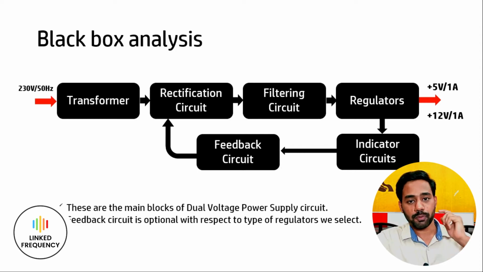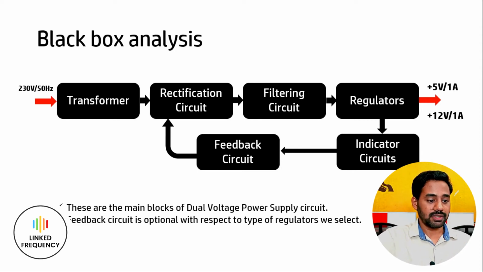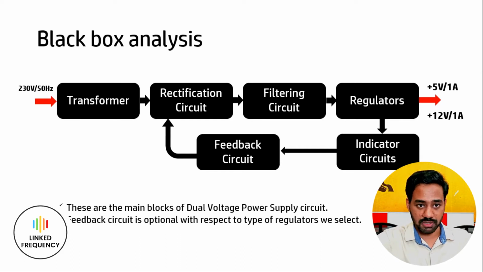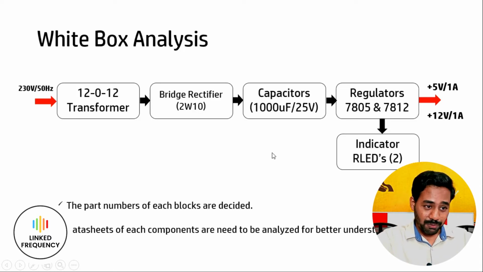There are two important points we must understand here. These are the main blocks of the dual voltage power supply circuit. They are not mandatory, and you can add any other blocks as per your requirement. But these are the main blocks according to my experience and knowledge of dual voltage power supplies. The feedback circuit is optional with respect to the type of regulator we select. As I already said, the kind of regulator is going to decide whether it is a closed loop or open loop circuit. Now let's jump into the white box analysis.